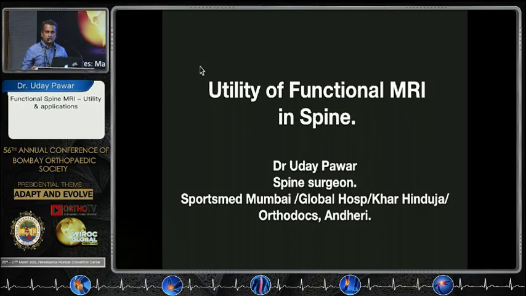So good afternoon. This is essentially going to be a literature review of functional MRI in spine from the eyes of an orthopedic spine surgeon. So that's all it's going to be.